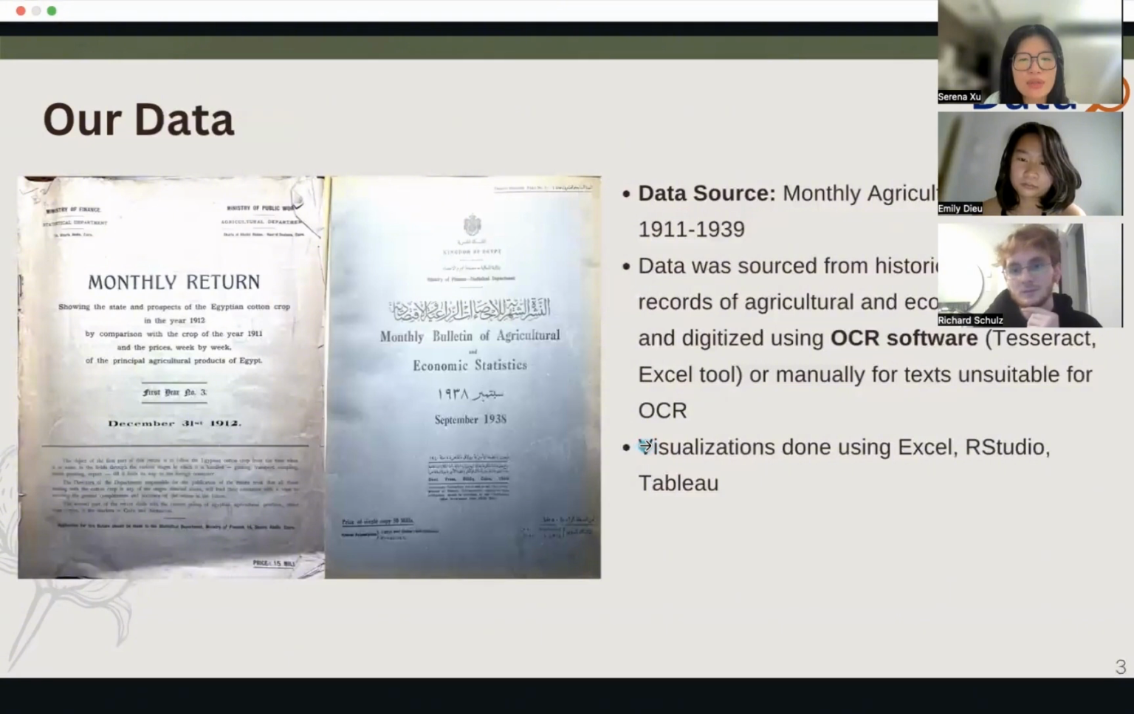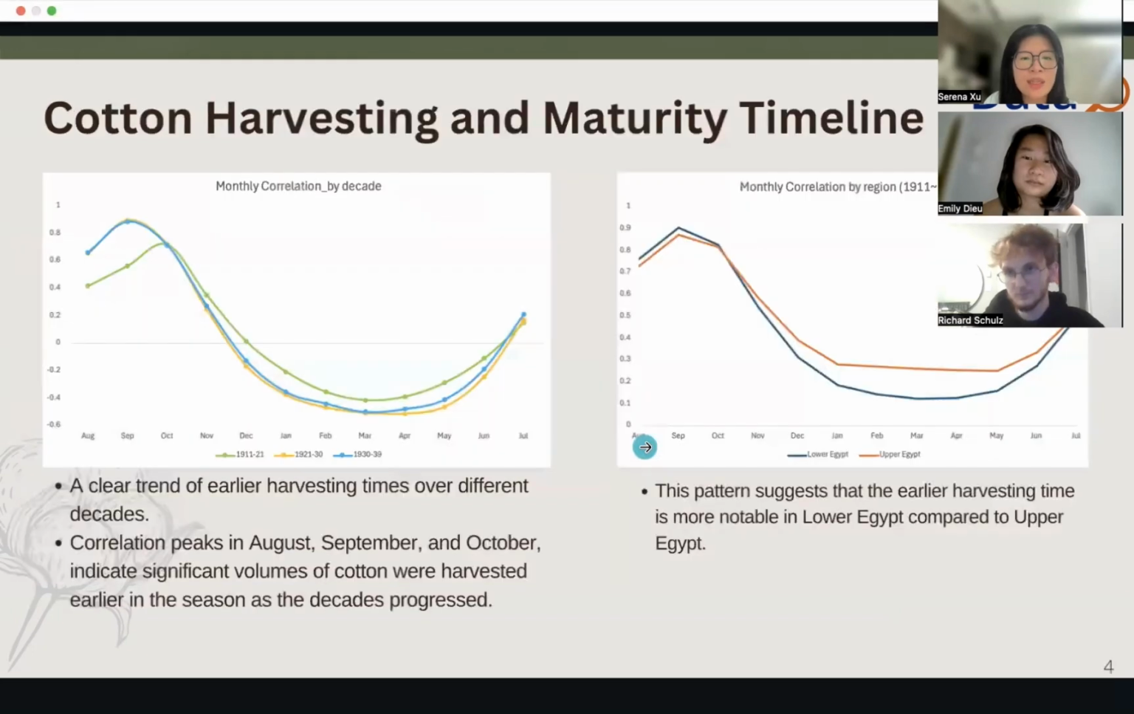The data was sourced from monthly agricultural statistics and historical records. We used OCR software and Excel tools for data digitization. For the text unsuitable for OCR, we manually transcribed the data to ensure accuracy.